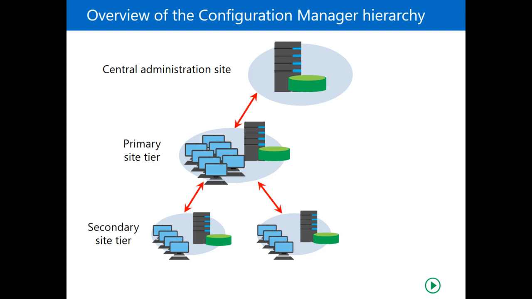And at the very top, you have the central administration site. So the central administration site is the root of the primary and the secondary site. You don't necessarily need the central administration site unless you need to have multiple sites. So if all you're going to have is just one site, then you don't need this. You can simply make do with the primary site.